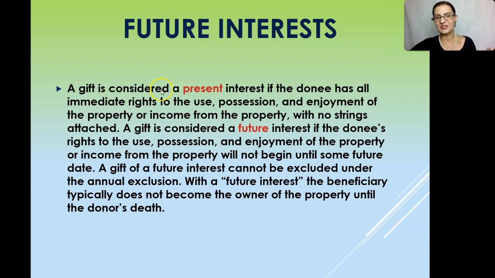So a gift is considered a present interest if the donee has all immediate rights to the use, possession, and enjoyment of the property or income from the property with no strings attached. So if I just give a plot of land to a family member, like I'm going to give a plot of land to my brother, and I say, here, you can have it, and it's all yours. Then he has the right to sell it, use it, live on it, build a house on it, whatever he wants. That's a present interest. That's no strings attached. I give him the gift, and then it's his. He can do whatever he wants with it.